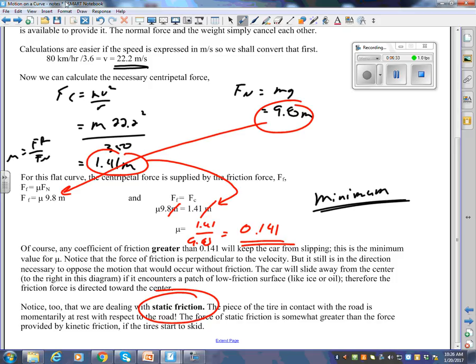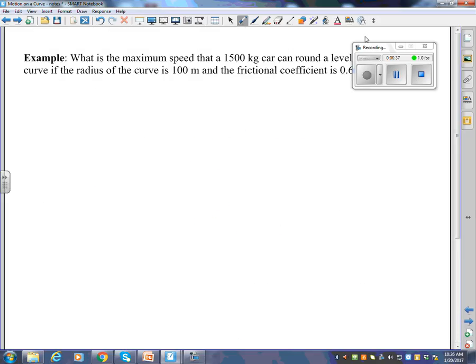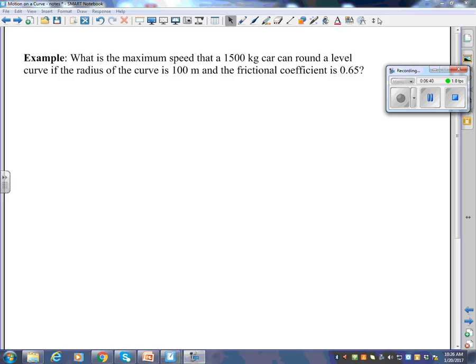Let's do an actual example question, shall we? Let me show you how actually to do it, right? That was sort of the theory behind it.